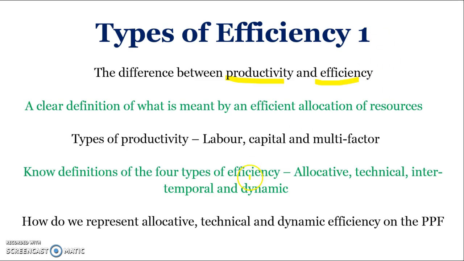The types of productivity: labour productivity is your level of output per hour of labour. So how much we're producing per hour worked. Capital productivity, how much we're producing per machine hour. So how many goods and services we can produce per machine hour. And multi-factor productivity is looking at the level of output per hour when you're combining both labour and capital. So productivity, just output per unit of input.